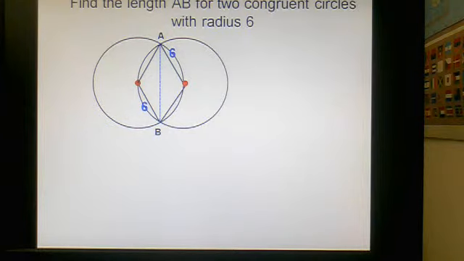Again, I would pause it right now and go for it. You should know how to do this thing. It's not easy, but you should know how to do this thing. Good time to pause. It may help you to draw one more radius on there.